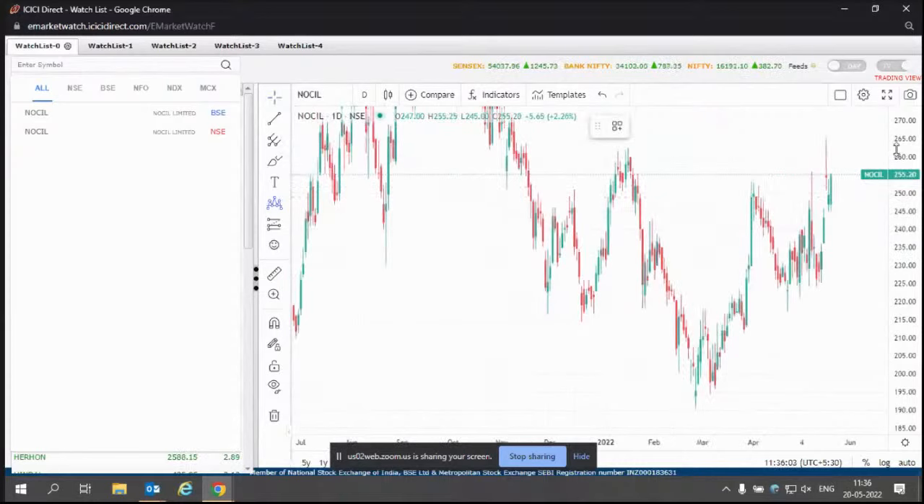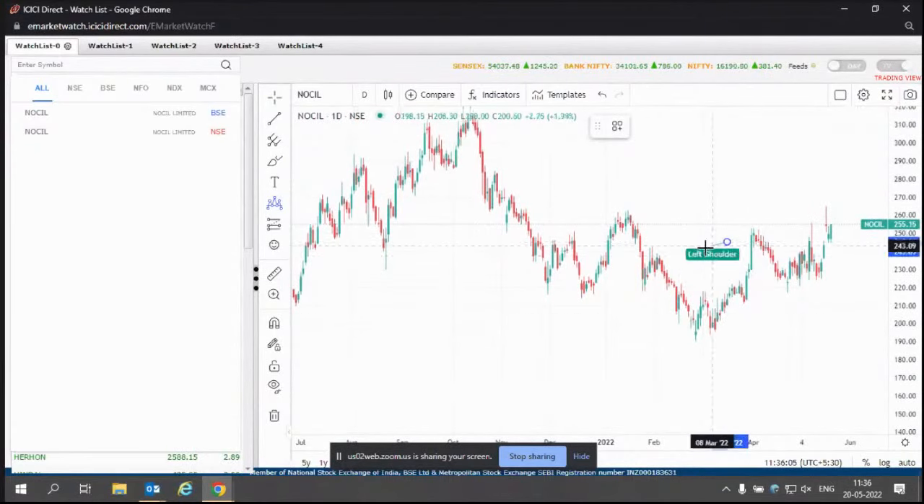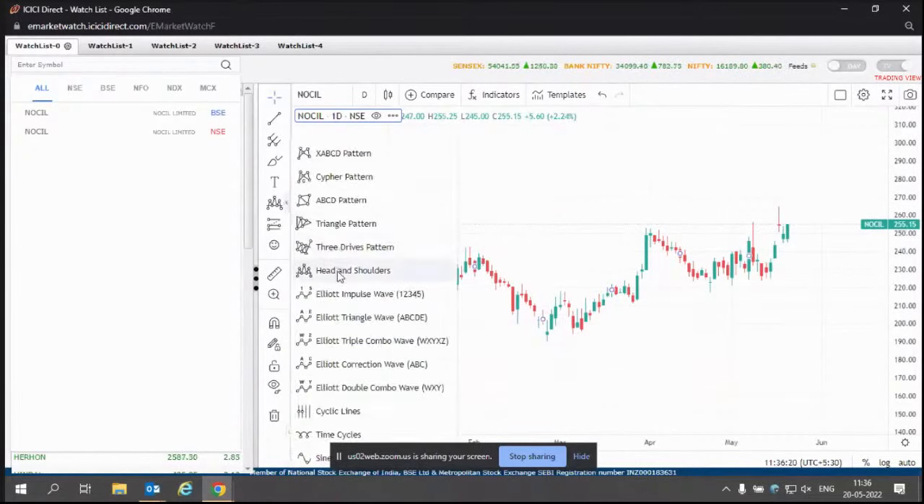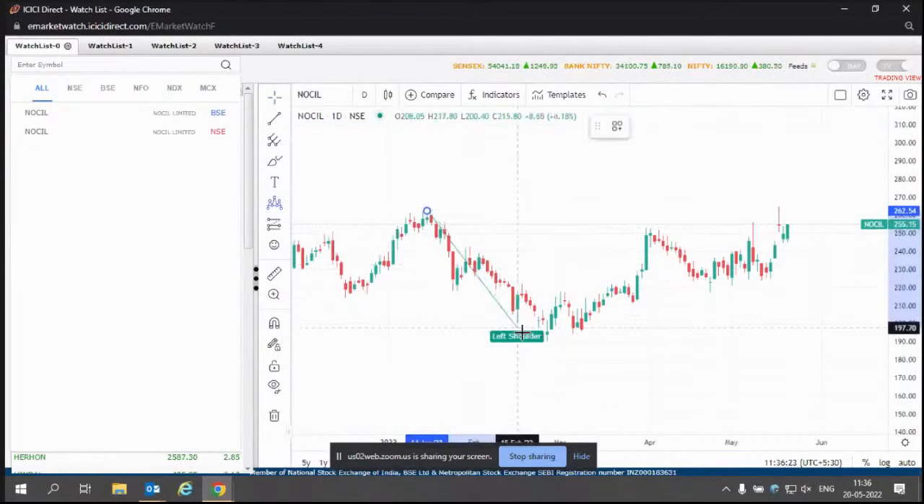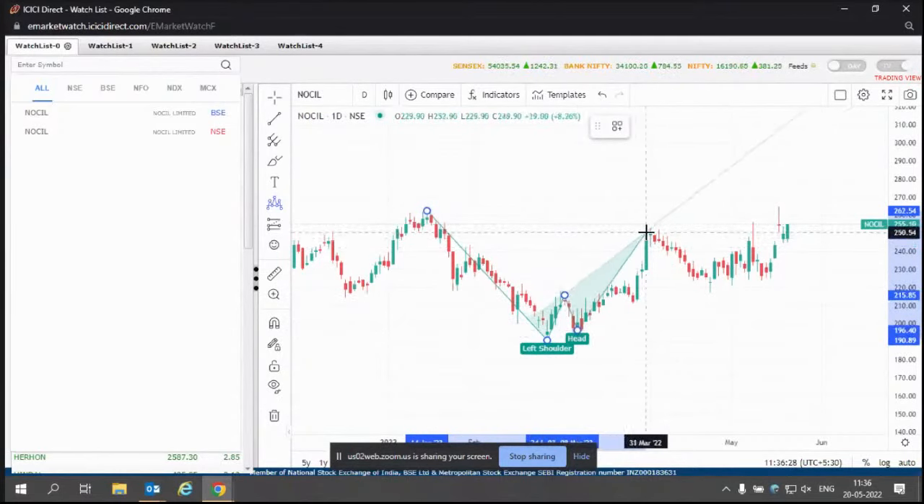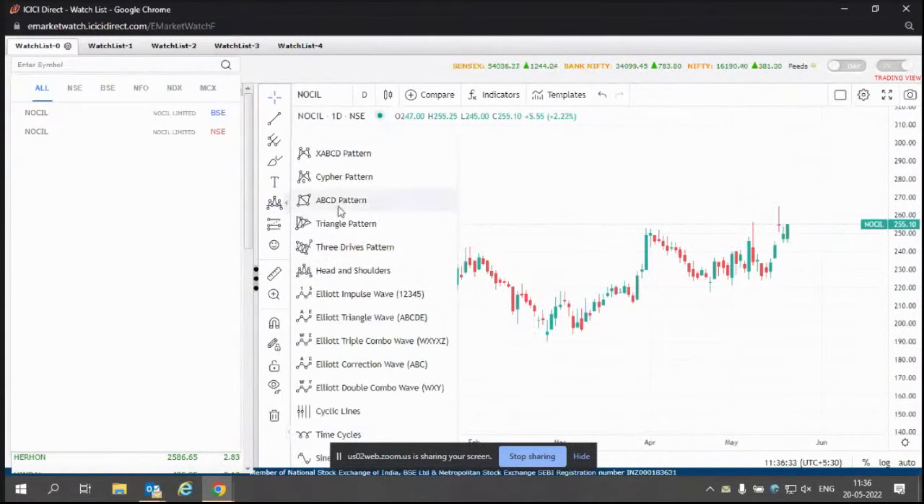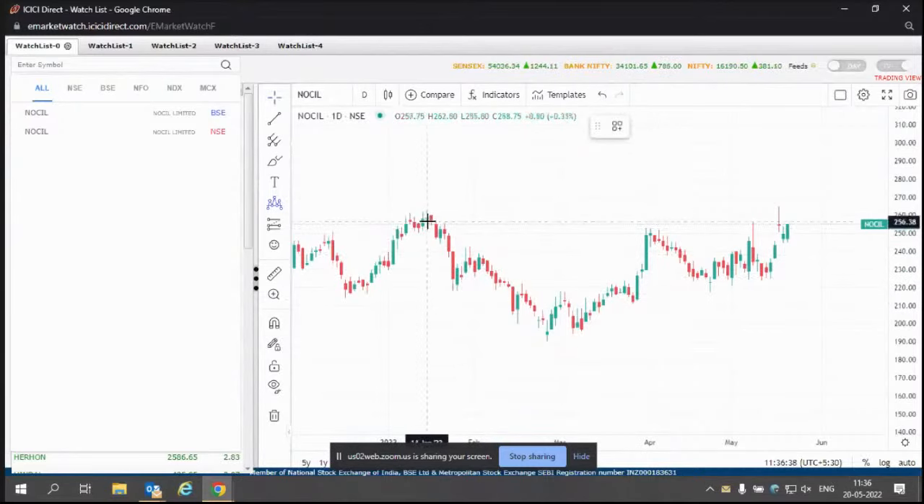So Nozzle, look at the shorter time frame again. The stock seems to be looking like an inverted head and shoulder pattern. Once the stock has witnessed a breakout, we see a good momentum in the stock.